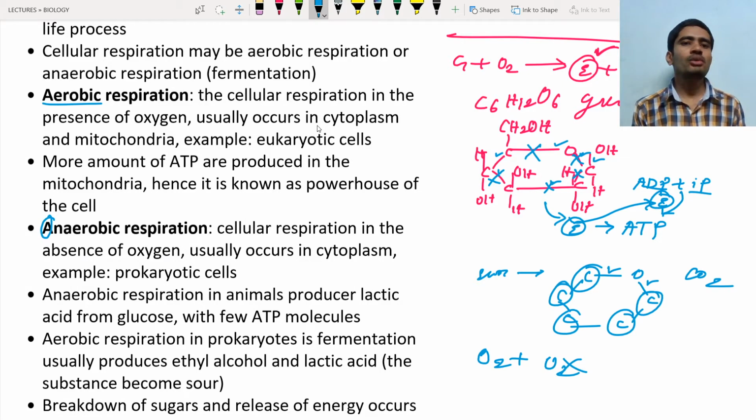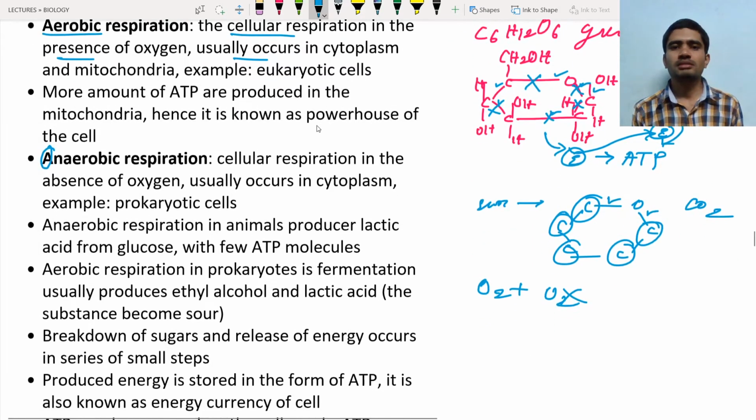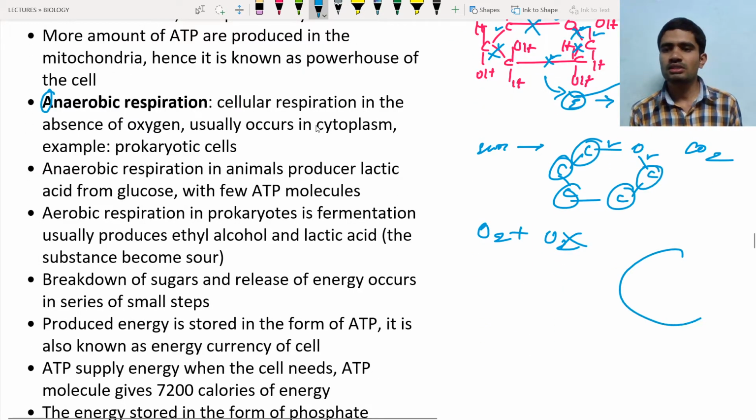This aerobic respiration is going to occur in the presence of oxygen, usually in the cytoplasm. So what is meant by cytoplasm? Let us take the cell. This is a cell. The cell contains a nucleus, and in the cell, first the glucose molecules enter into the cell cytoplasm. In the cytoplasm, the glucose molecules will be broken down. After the breakdown of the glucose molecules, the pyruvates are going to enter into the mitochondria.